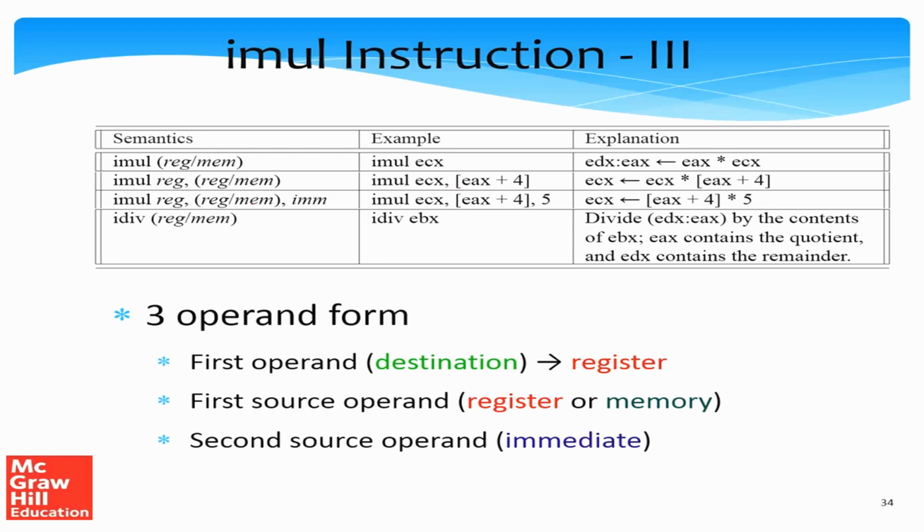In this case, the first operand is the destination. Then we'll have source 1, the first source, and the second source. This is the first source operand. We multiply this with 5 because the last one is an immediate. So we multiply the first source with 5, which is an immediate, and then we store the result in the first operand, which is a register. So these are pretty much the three variants of the IMUL instruction.